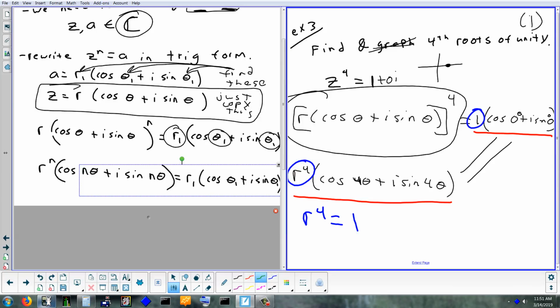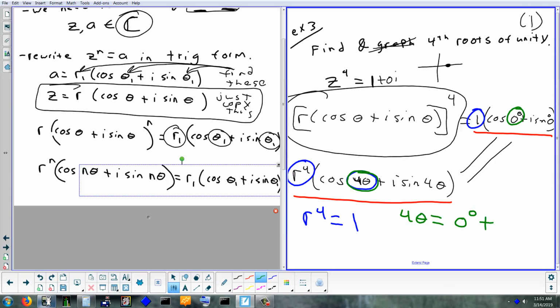4 theta. What's the angle? I want to do that in a different color. It doesn't really matter. What's the angle that's on the right? 0. What symbol is between the left and the right-hand side? Equals. So the angle on the left has to equal the angle on the right.